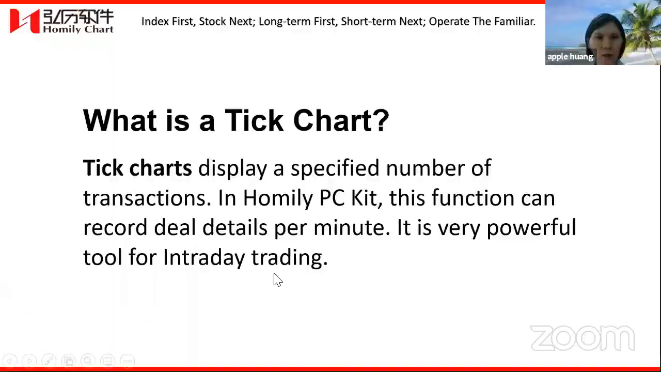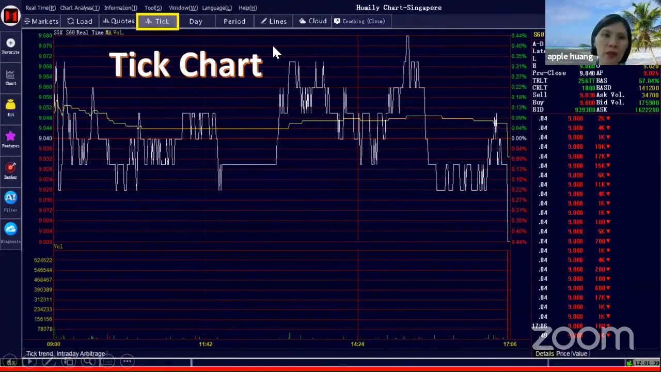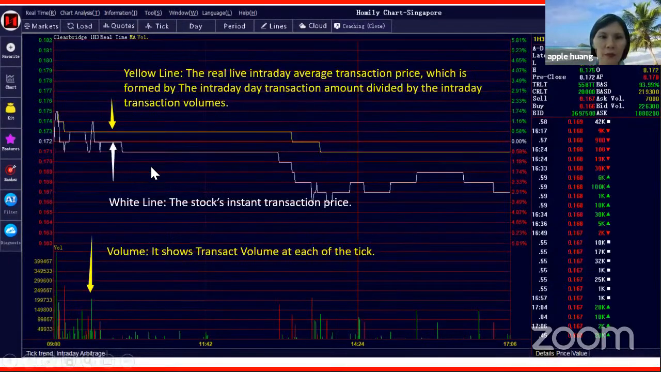All right. When you go to this tab and click tick, you will come to the tick chart. On the tick chart, every minute it will connect the trading price. Every minute it will have a dot, and then it connects these dots to form the line. On the tick chart, there is a yellow line and a white line. The white line is the actual trading line.